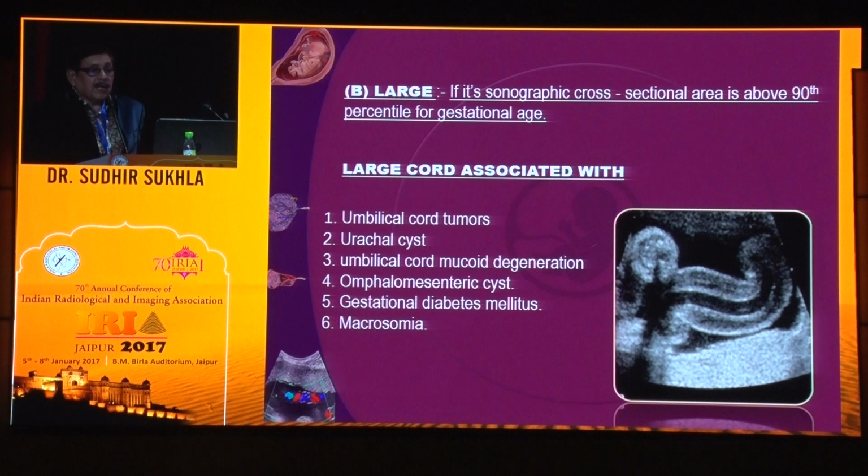Then a large cord is above the 90th percentile of the gestational age, and is also associated with focal lesions. You can see a large cord with a focal mass, tumor, or cyst, and you can see gestational diabetes and macrosomia.